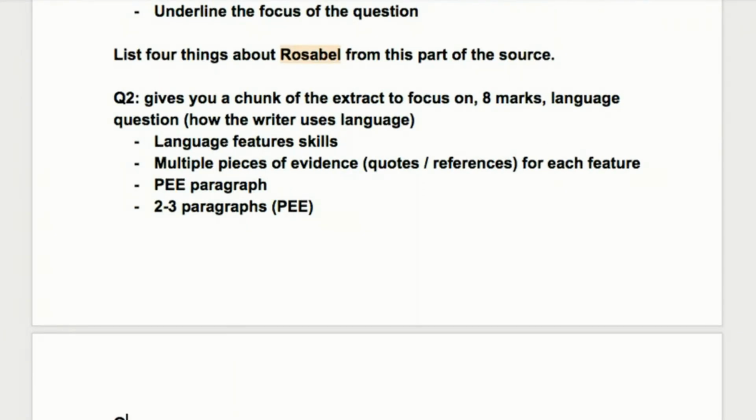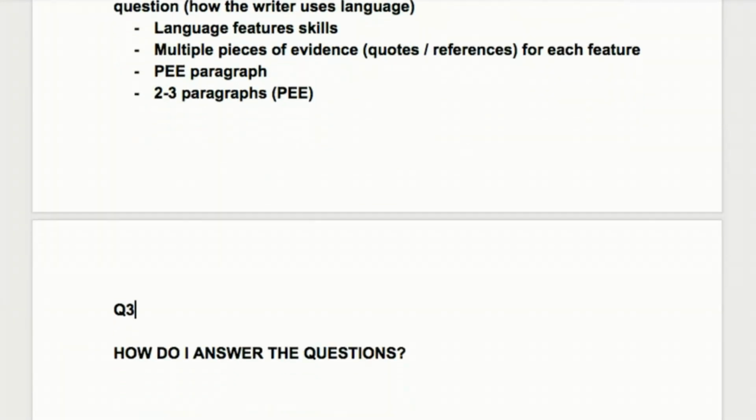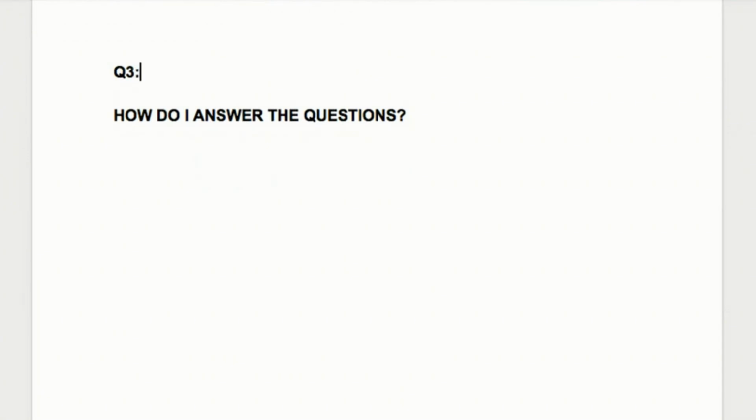Question 3 then. I'll have a look at that one now. This is quite a bit bigger, this question. What I mean is it's bigger in terms of you look at your entire extract. So read the whole extract. So it's not like focusing on a single piece. It's still 8 marks. So you write about the same amount, so 2 to 3 paragraphs.